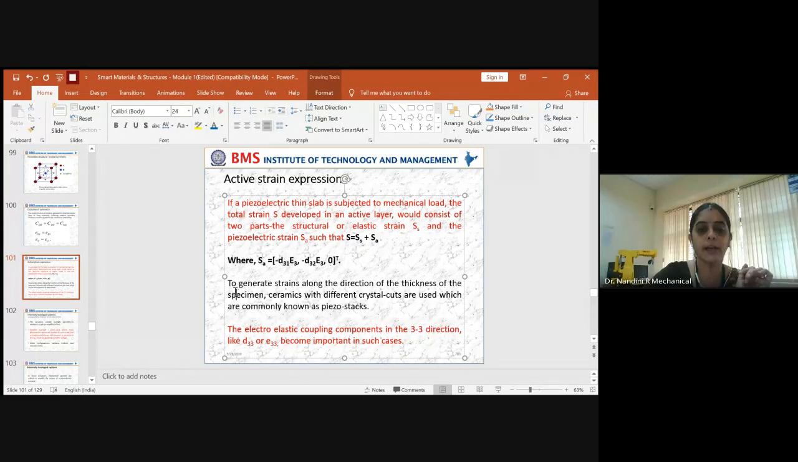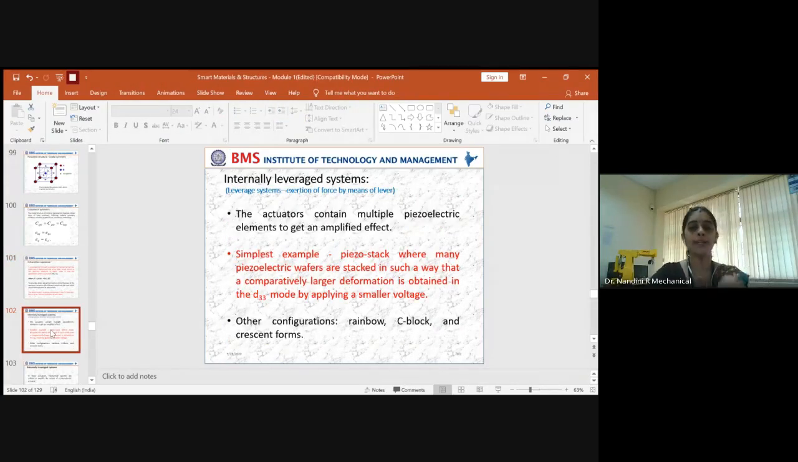And lastly, if you want to generate strains along a given direction of a particular thickness of a particular specimen, it depends on how the crystals are cut. Okay, so based on the required plane, whether you need an orthorhombic crystal structure, your rhombohedral, your tetrahedron, right? So it depends in which direction the crystal is cut. Based on that, the strain generated can be developed across that particular plane. Okay, so this is general information about the active strain expression.